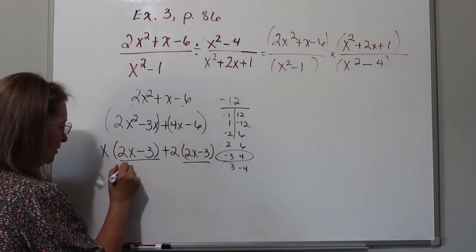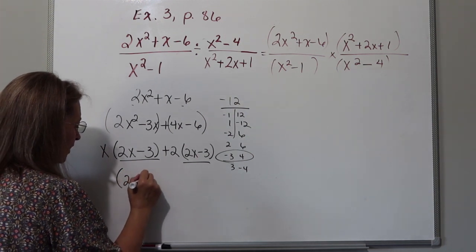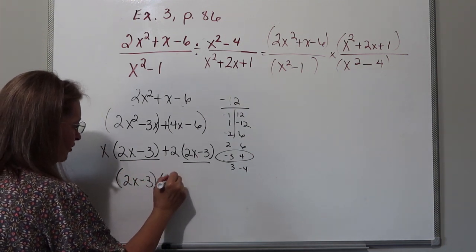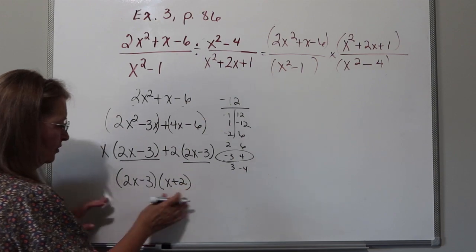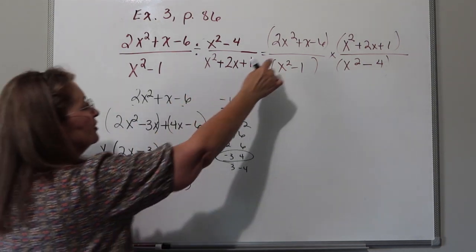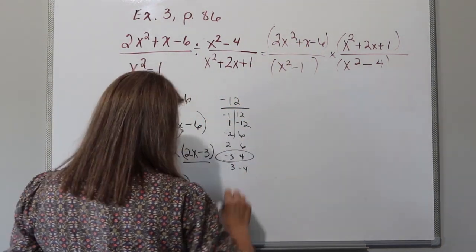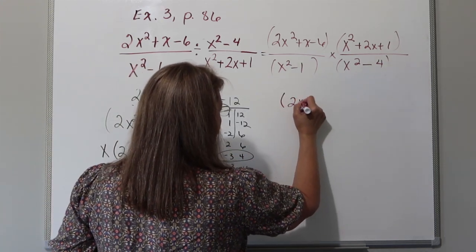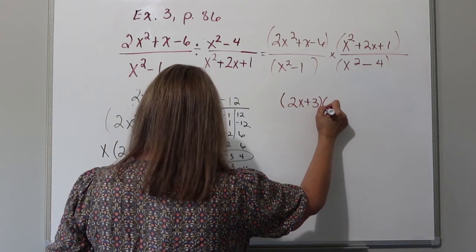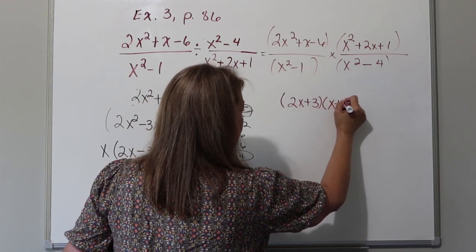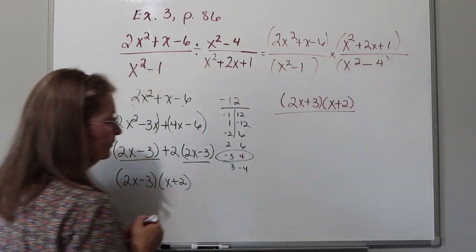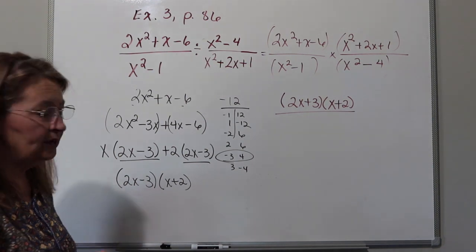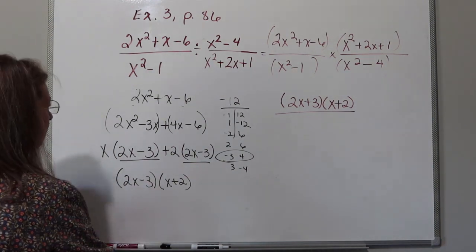Here's your matching parentheses. So that becomes your first factor. And then you have x plus 2 for the second one. So this first trinomial factors into 2x plus 3 times x plus 2. Okay, and that was the hardest one, so calm down.